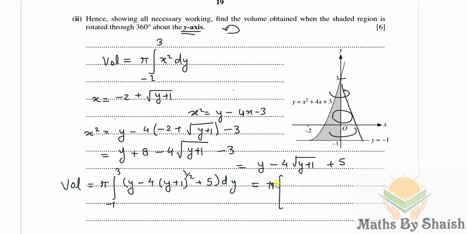I'll put a square bracket here. The integral of y is y²/2, and the -4 stays as it is. For (y + 1)^(1/2), it would be (y + 1) to the power 1/2 + 1, that is 3/2, and then dividing by 3/2 makes it 4 × 2/3, which is 8/3. And the integral of 5 is 5y, with the limits from -1 to 3. So let's put the limits now.